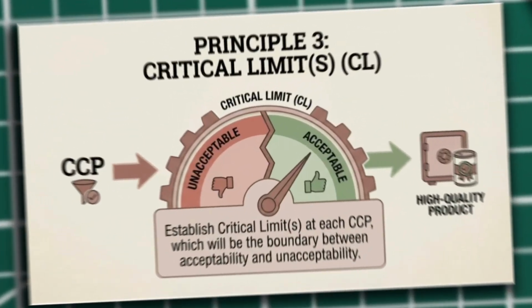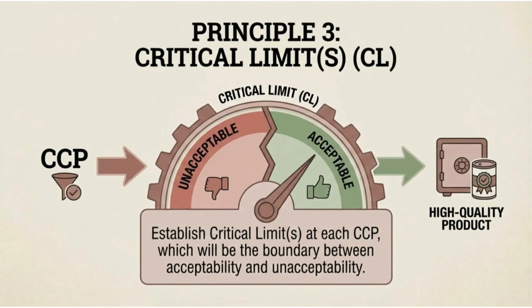Principle 3 is establishing critical limits, or CLs, at each CCP. The CL is the boundary between what is acceptable and unacceptable for the control measure. Staying within the acceptable limits ensures a high-quality product.